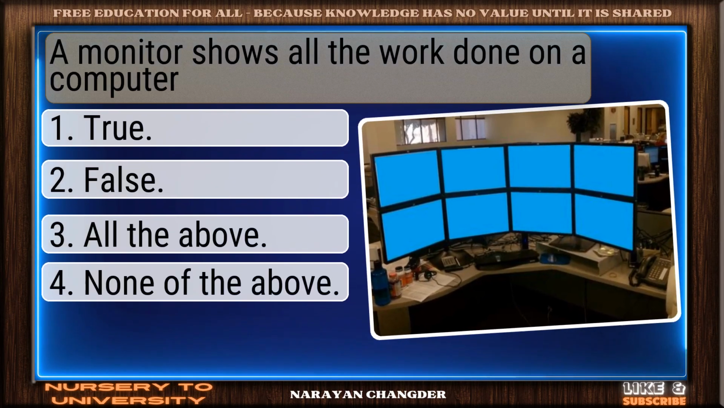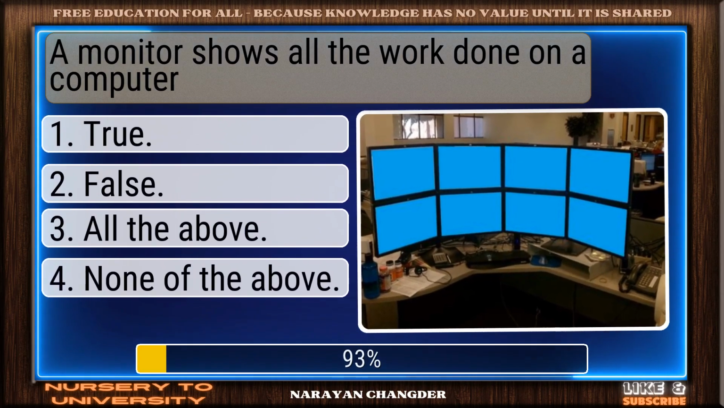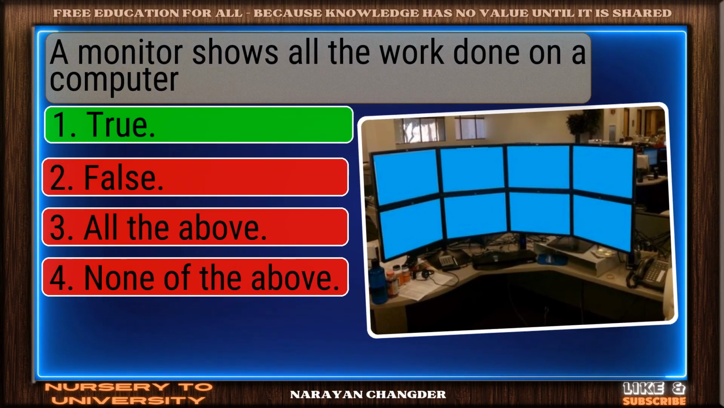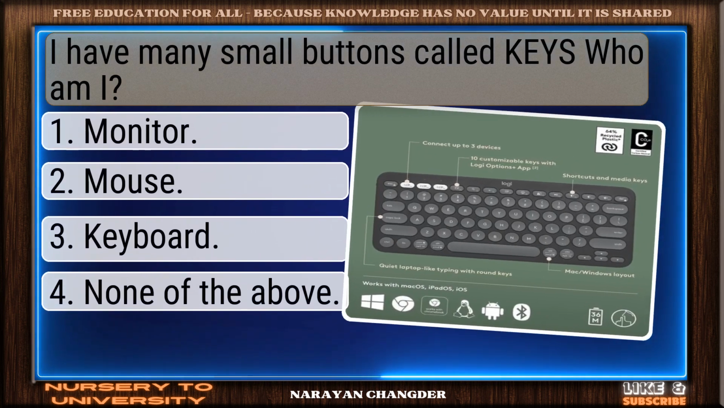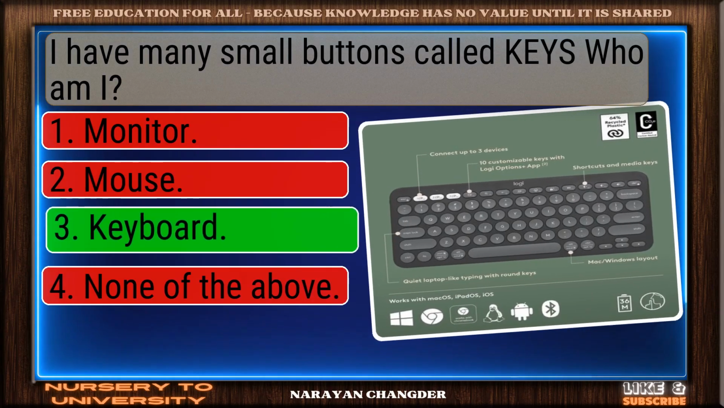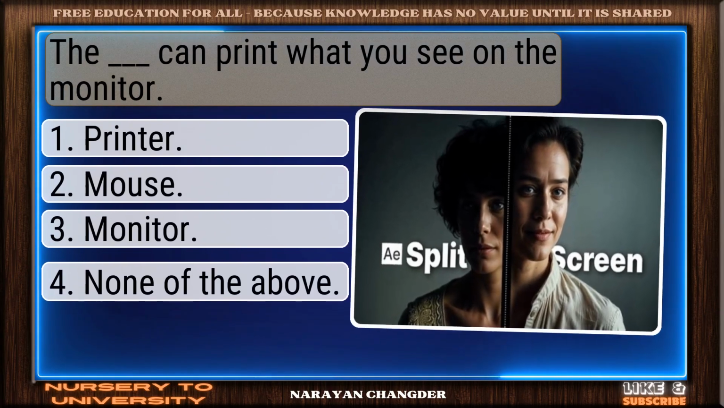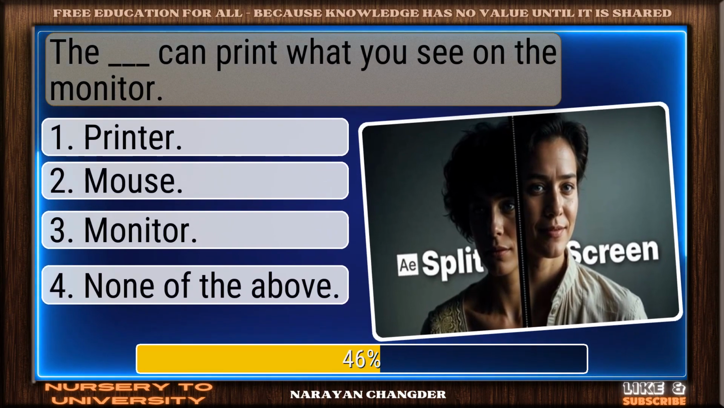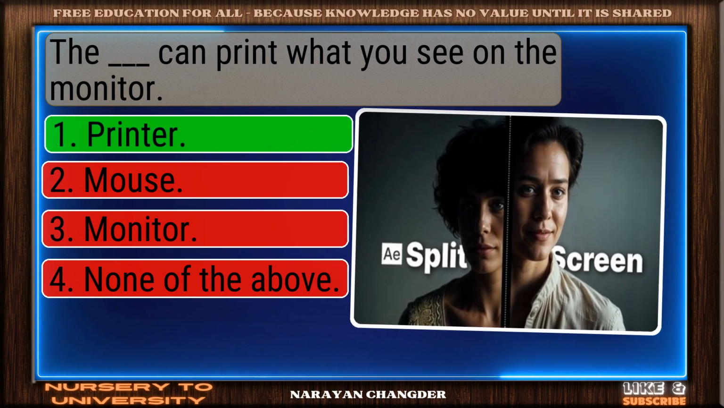A monitor shows all the work done on a computer. Perfect. True is the one. I have many small buttons called keys. Who am I? Nice work. Keyboard fits perfectly. The dash can print what you see on the monitor. Great thinking. Printer is right.